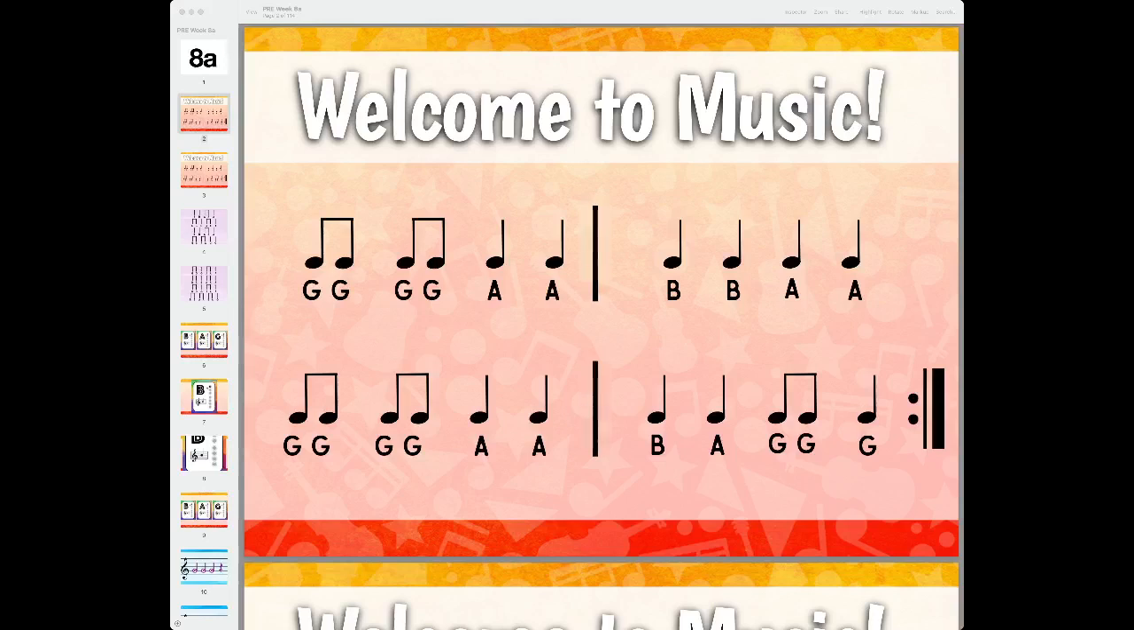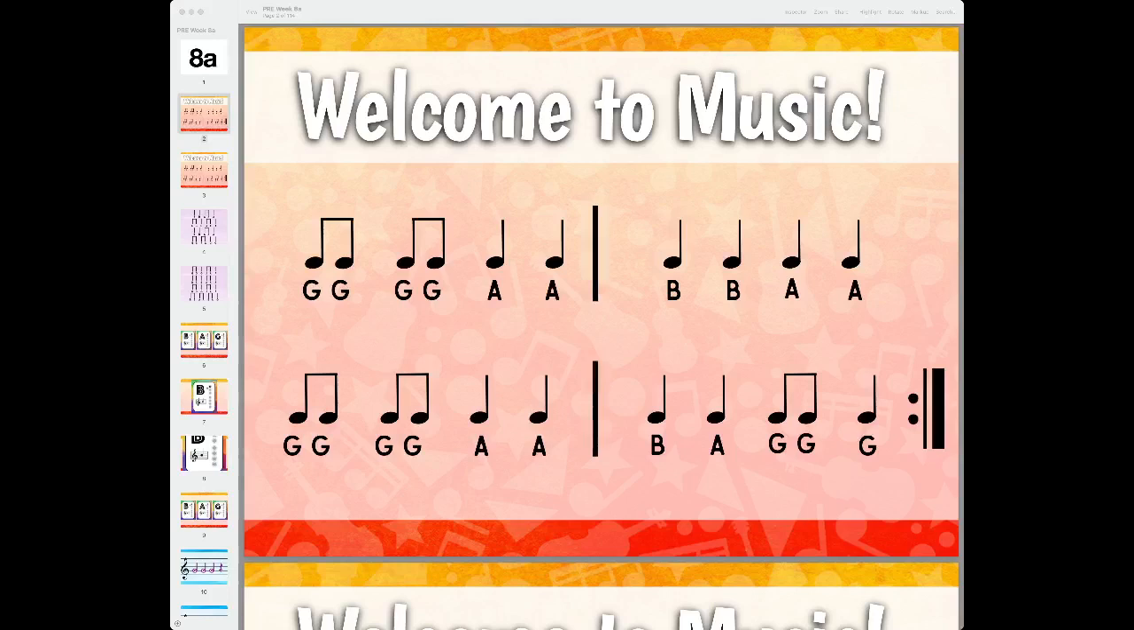Are there any other measures that start the same but maybe end differently? Hopefully they'll say measure two and measure four because, well, actually no, because measure two starts B, B, A. Measure four starts with B, A, G, G, G. So I'd be okay if they said that because it starts with a ta, ta, so quarter note, quarter note.